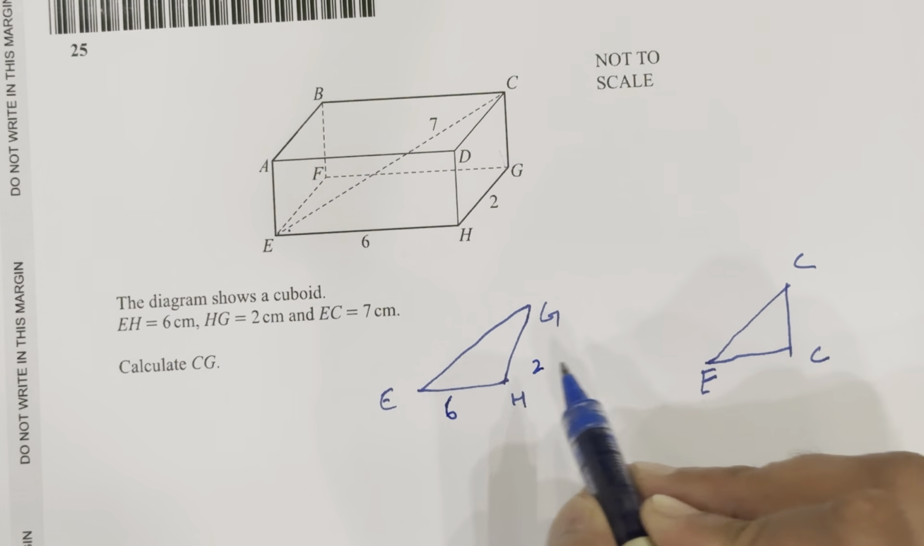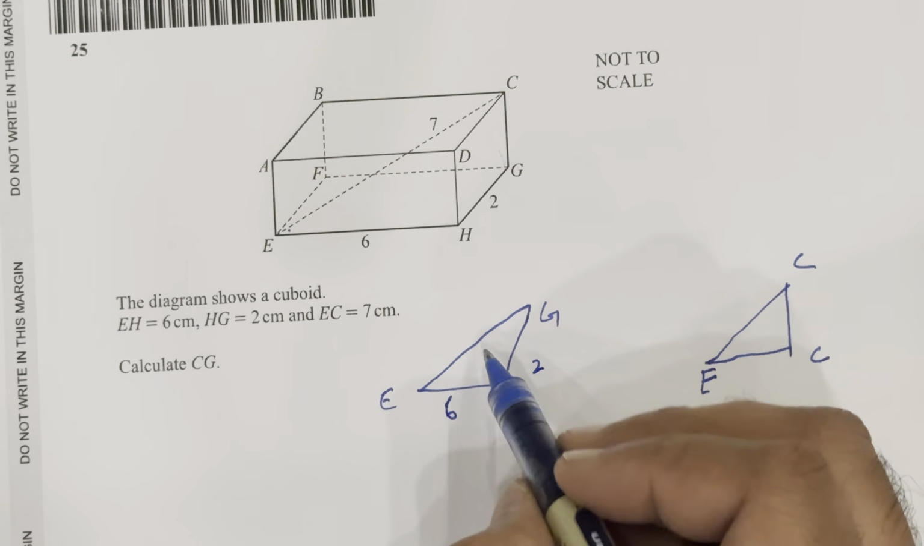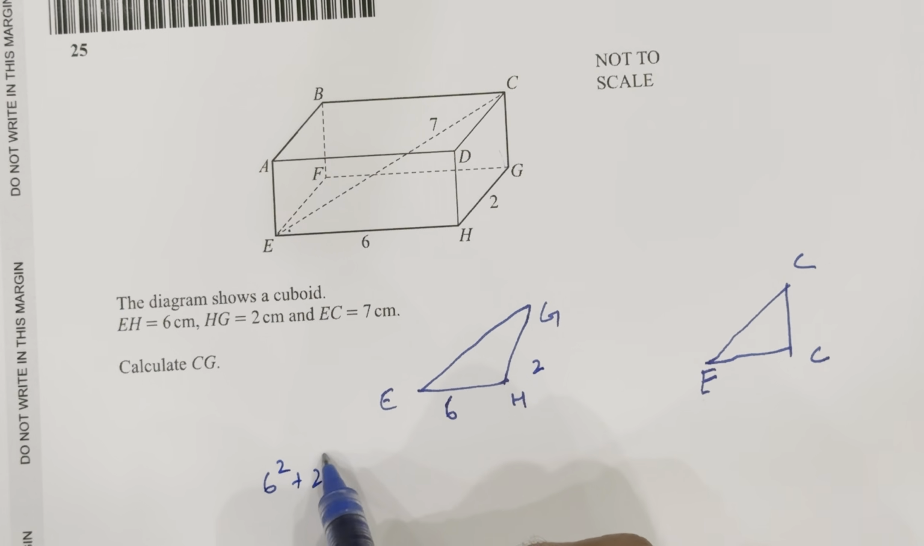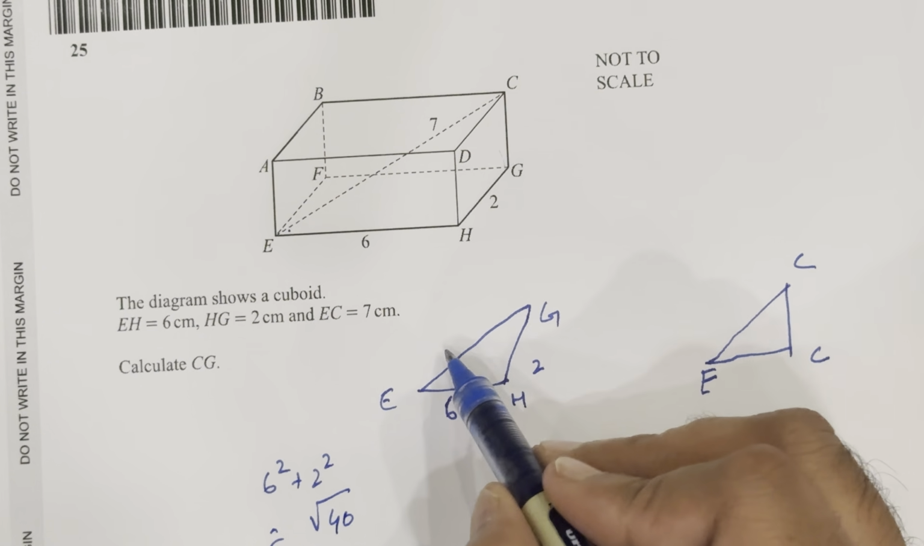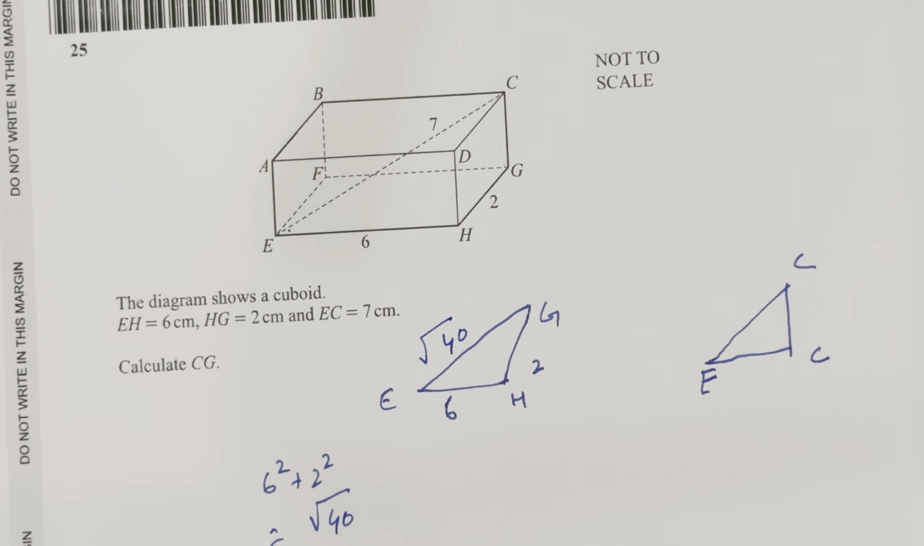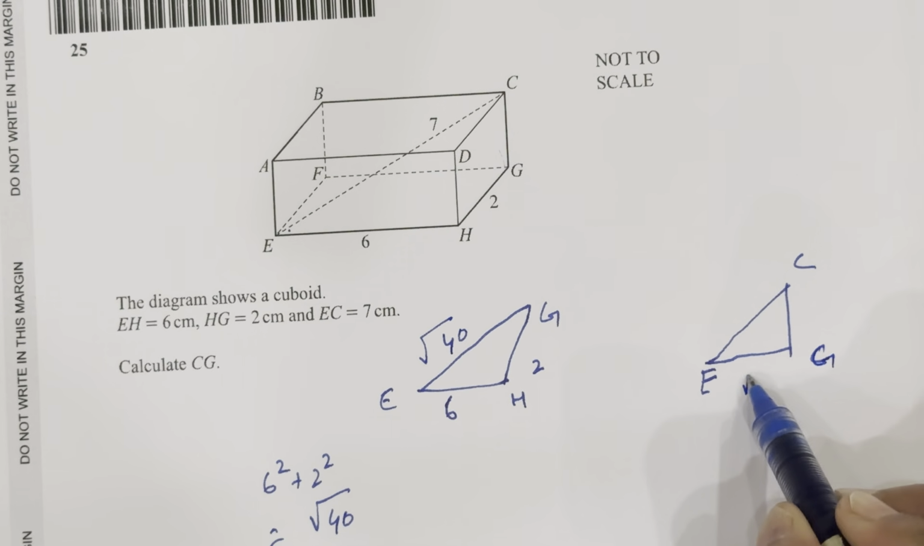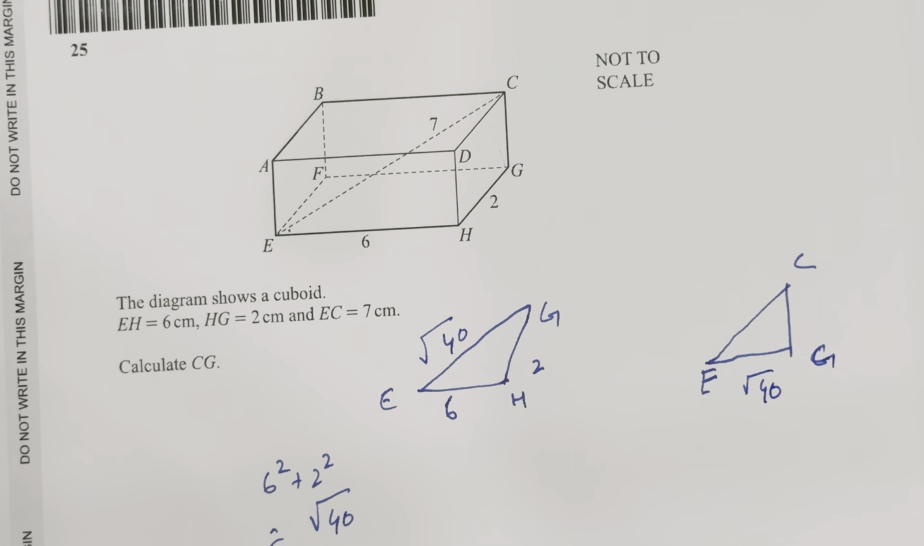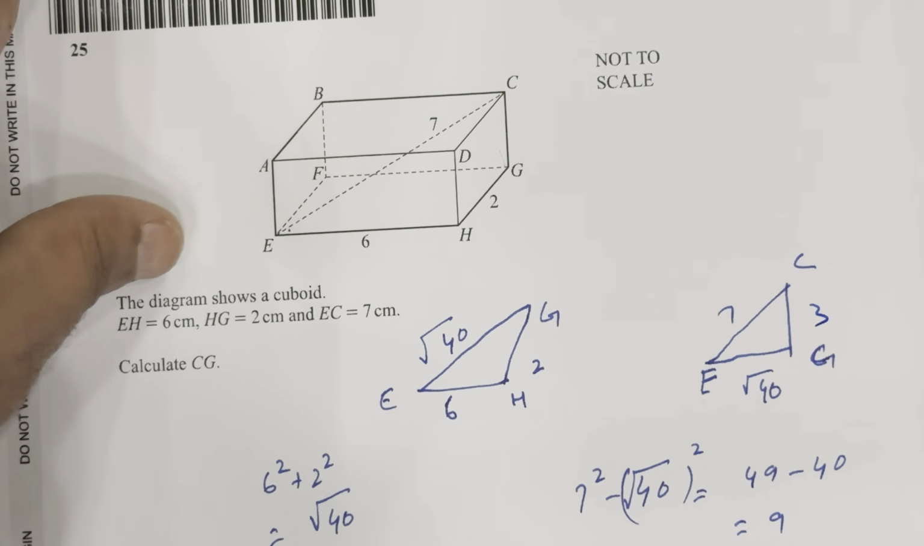Okay, you know that it is 6, it is 2. So 6 squared plus 2 squared, by applying Pythagoras theorem you know that it would be 40. So our answer for EG squared is 40. You put over here 40, and you know the length of EC, that is equal to 7. So the square root of 7 squared minus 40, again applying the Pythagoras theorem, it would be 49 minus 40, it would be 9. Taking the square root of 9 you get the answer, that is 3. So the value of CG is 3.